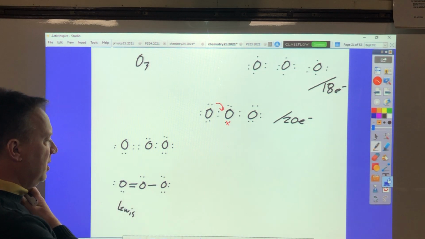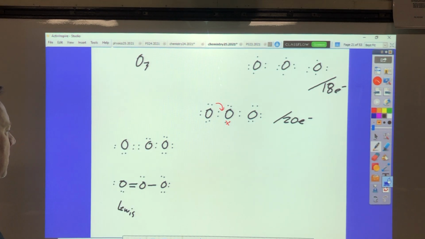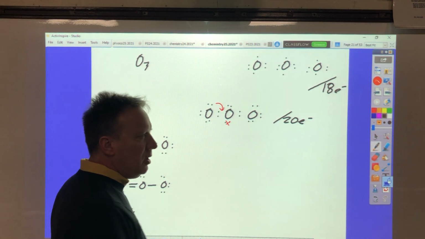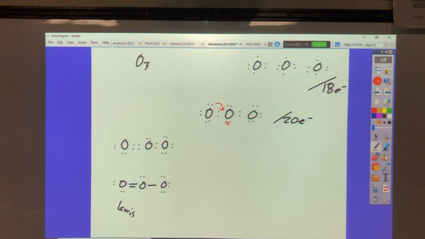The thing is, though, this is going to have resonance. It could just as easily go the other way. Good question is, well, how do you know if it has resonance and how do you know if it doesn't? Well, let's get this far and then we'll worry about it, but that is a good question. We're not going to answer that today.